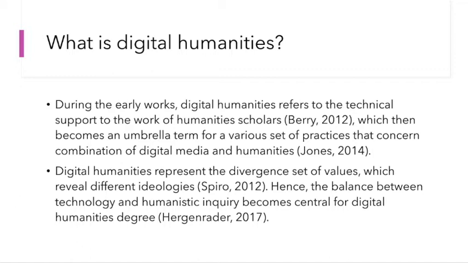So digital here is science or works, and humanities is anything about human studies. Digital humanities represents a different set of values which refer to different ideologies. So it's not only one issue, but there's also dispute over those values. Hence, the balance between technology and humanistic inquiry has become a central issue for digital humanities. This is the thing that we're going to explore some more.